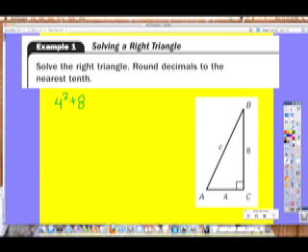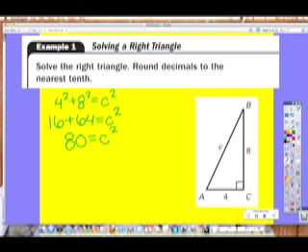Okay, guys, you have this. What's 4 squared? What's 8 squared? Okay, add them together. Do you know what that is? Perfect. 80 equals c squared. How do you get rid of that squared? Square root it. Can you estimate it real quick?